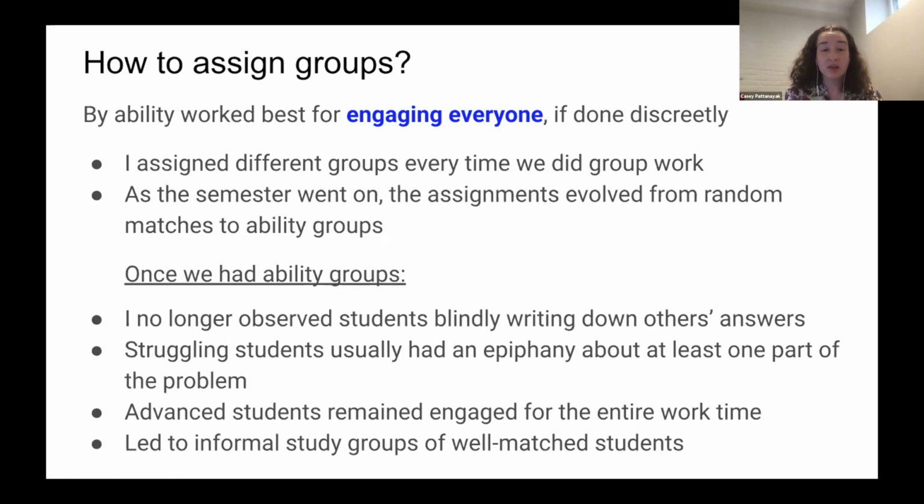Whereas at the same time, the advanced students weren't sitting there bored because they had more to do, right? So the advanced students might get through A and B really quickly, but they were still working for the entire period, which I noticed was really different than what happened when the groups were more random.